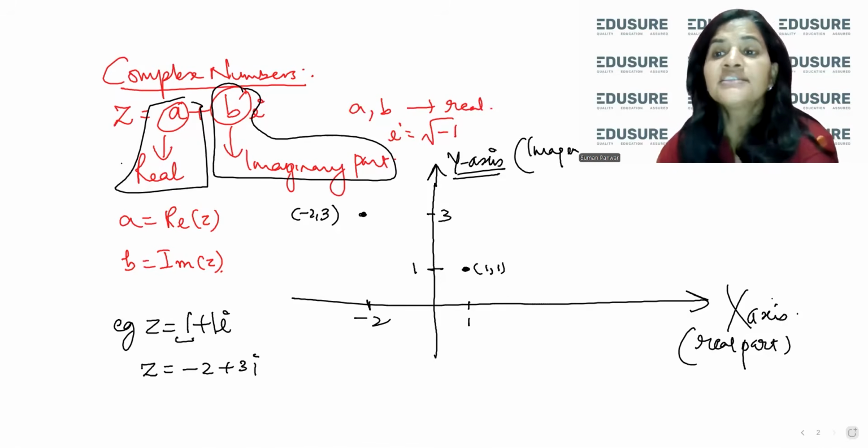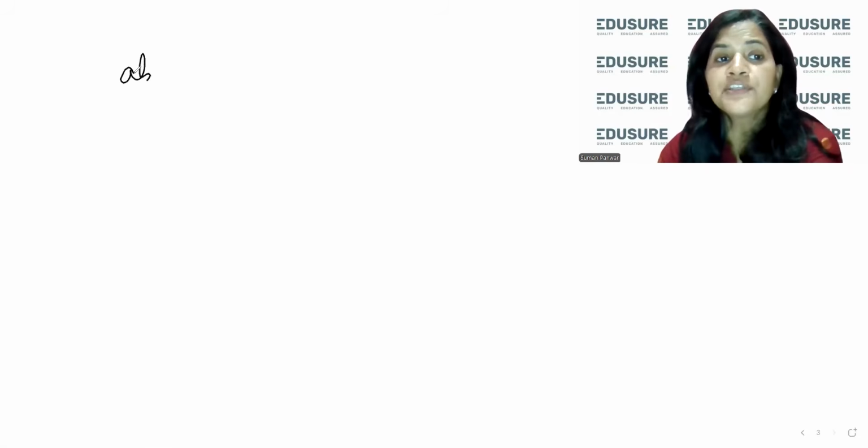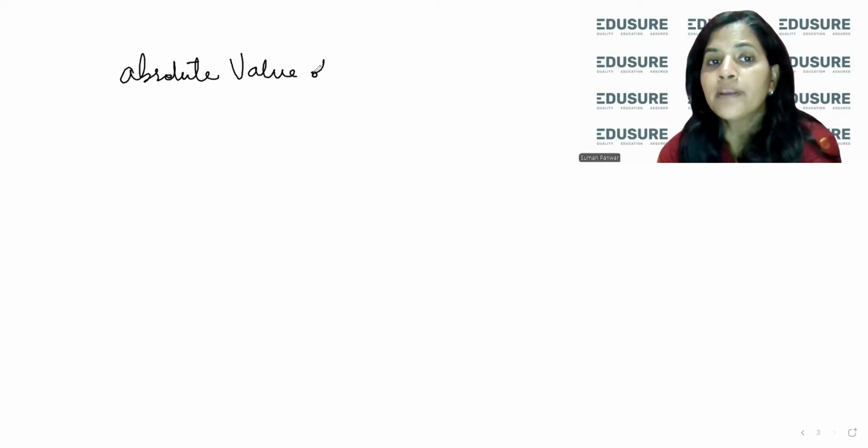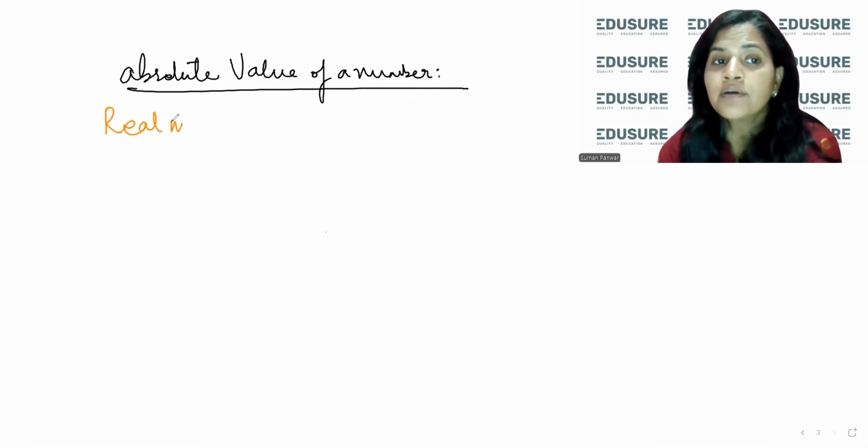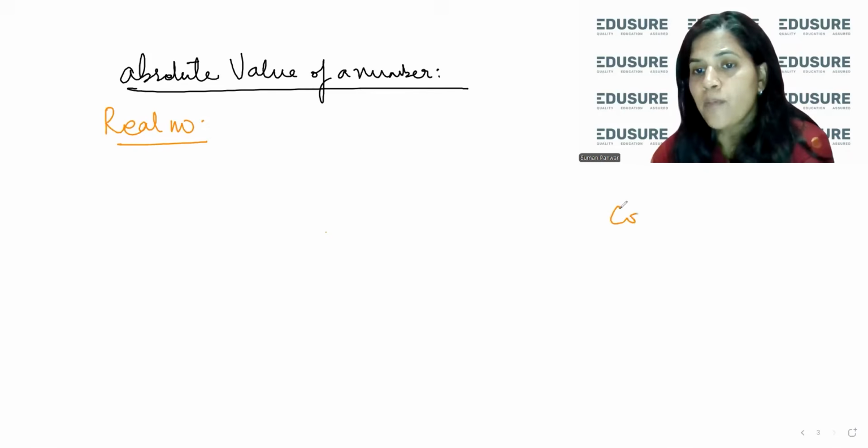Now, let us come to the concept of absolute value of a number. We will do it in two parts: one is for real numbers and one is for complex numbers.